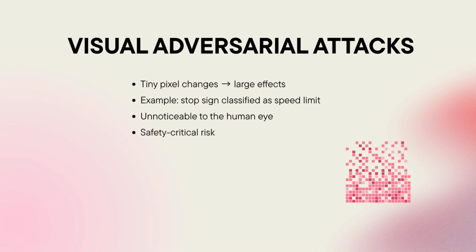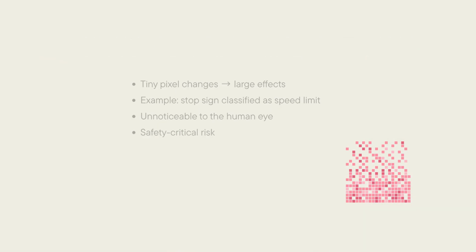So, visual adversarial attacks are the most intuitive and widely discussed examples. Imagine a stop sign on the road. By adding barely perceptible pixel changes, invisible to a human driver, an attacker could cause an AI model to misclassify it as a speed limit sign. The human still sees a stop sign, but the machine visual system sees something else entirely. These attacks are particularly dangerous in safety critical systems, such as autonomous vehicles or medical imaging, where an incorrect classification could have serious or even life threatening consequences.